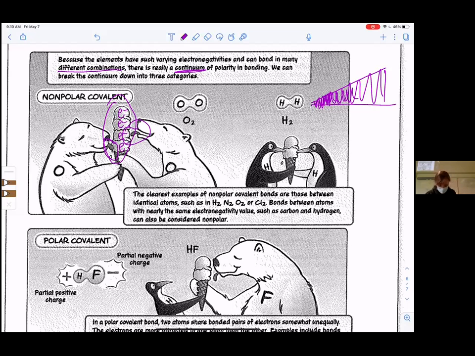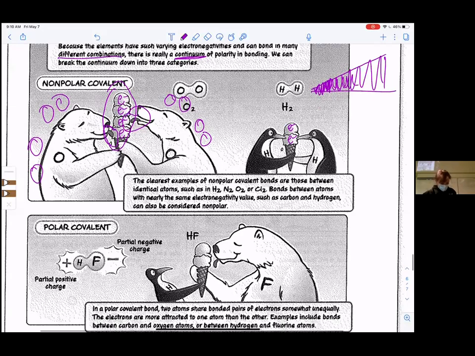These cute little penguins over here, they're sharing 2 electrons because remember, hydrogen only needs 2 electrons to fill its outer shell. One thing that they could have done, if they were really going hard on this analogy, is put ice cream cones out here on the oxygen, because remember, oxygen always has 2 lone pairs. That would give it its 8, but it's okay.